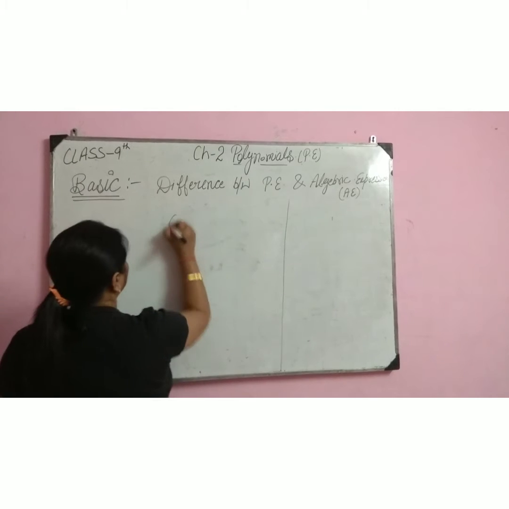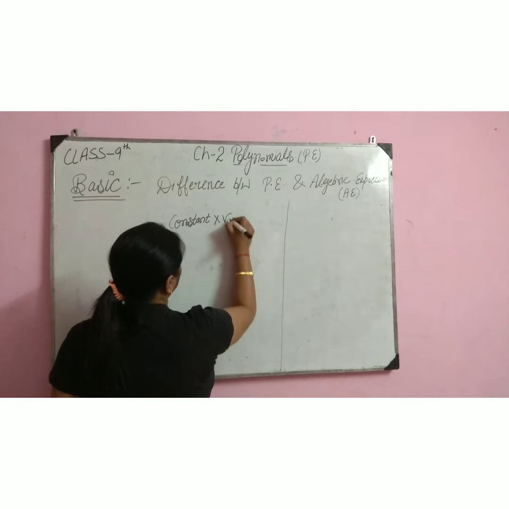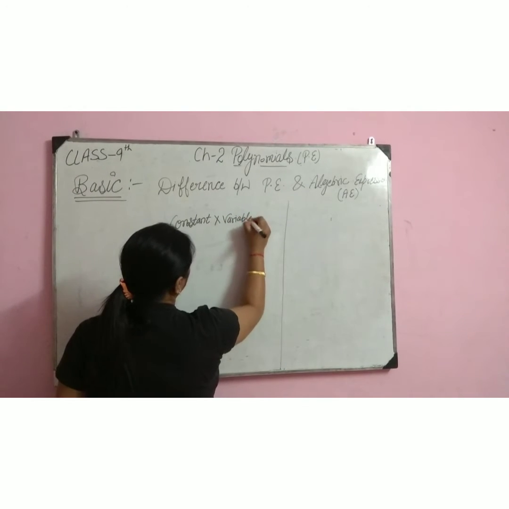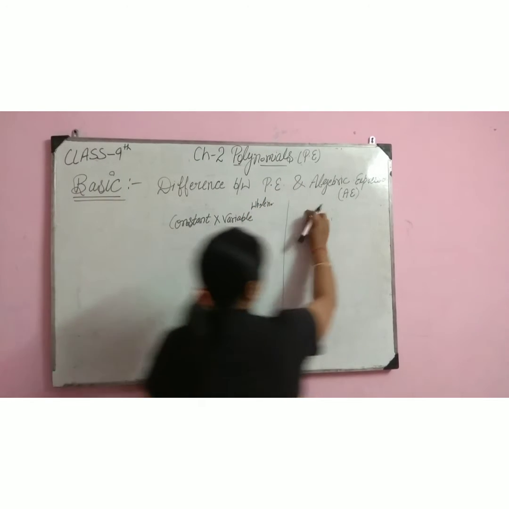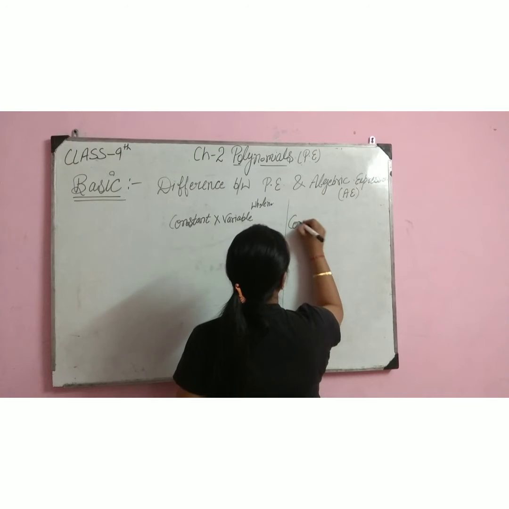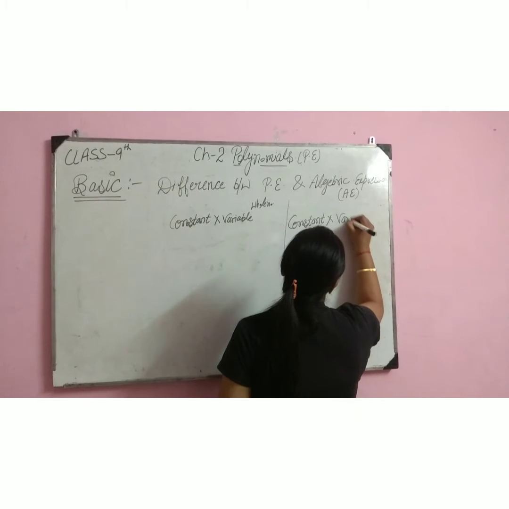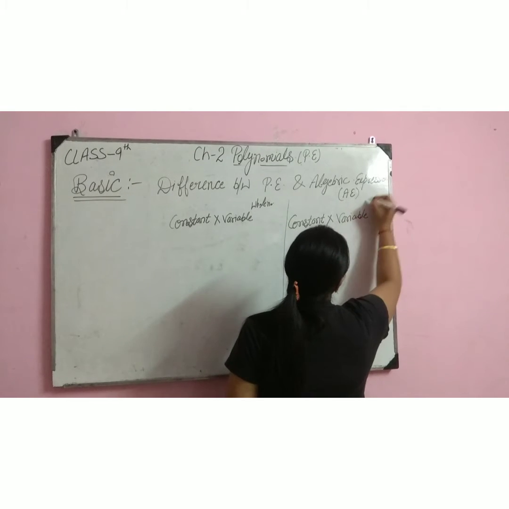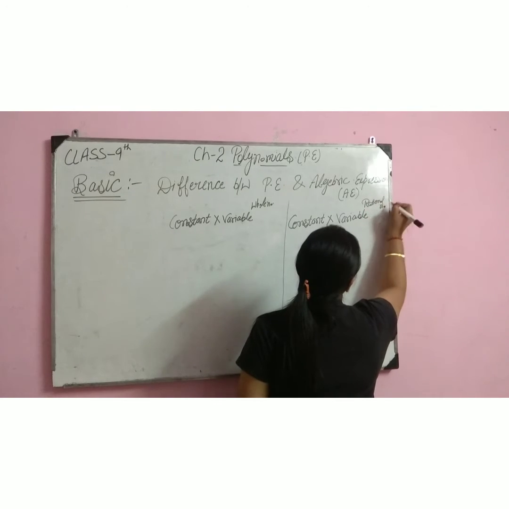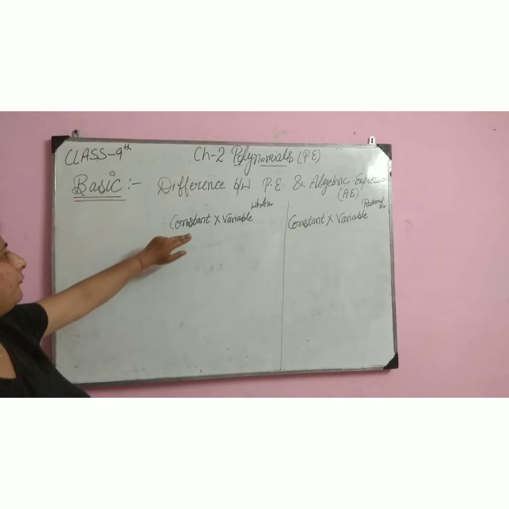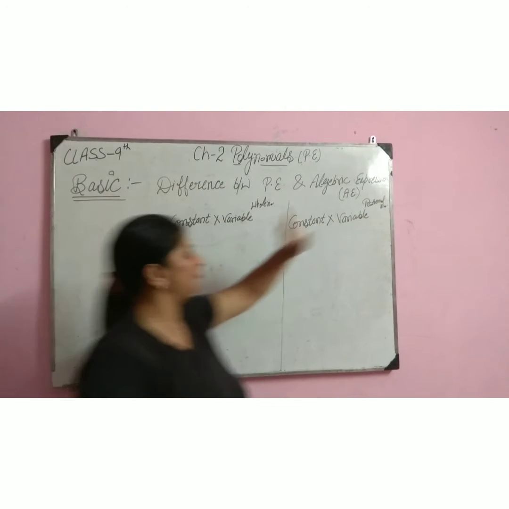Polynomial: constant into variable raised to a power that is a whole number. Algebraic expression: constant into variable raised to a power that is a rational number. Now I will explain the meaning of constant, variable, whole number and rational number.